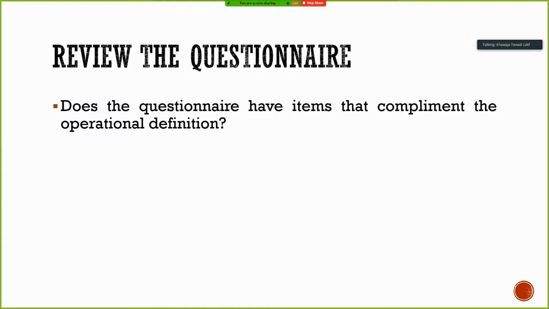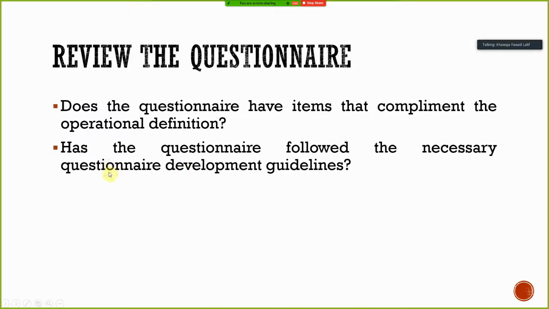You cannot have this particular item in your questionnaire when you are defining commitment as an emotional bond between you and your organization. So there is a contradiction between the operational definition and the item that you have selected to measure a particular construct. Has the questionnaire followed the necessary questionnaire development guidelines? The questionnaire that you are using, this could be a consideration as well. Did they follow the necessary development guidelines, or did they just paste some literature and then do the analysis?